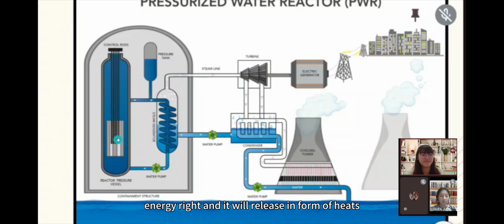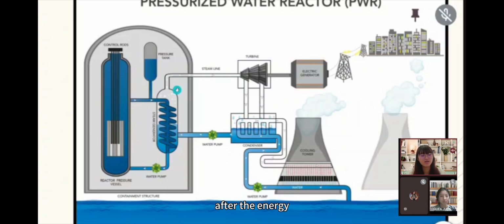After the control rods produce the energy, right? It will be released in the form of heat in the pressure tank to prevent it from boiling. Then the heat from the reactor core will transfer to the steam generator and make steam in this system. After the energy transfer, the water will be pumped back into the reactor itself for reuse.